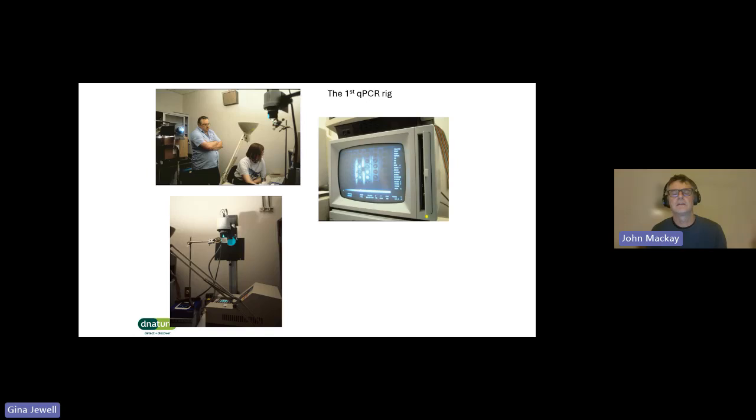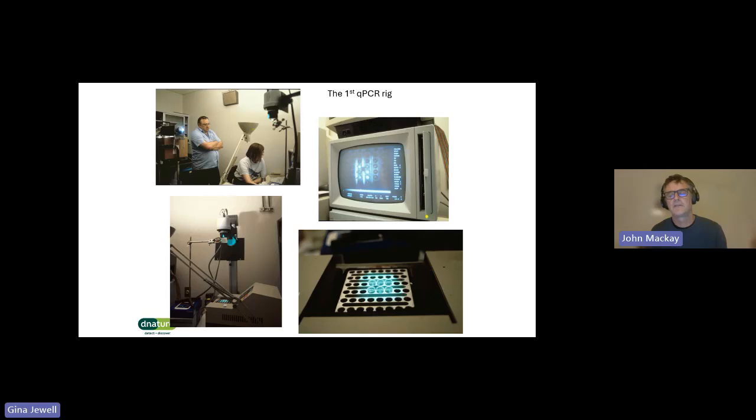Russell devised a way to follow the PCR fluorescently. And what it meant, next slide, was that as the PCR was copying the DNA, it would generate fluorescence. So this is in the very early 1990s, using this ancient computer to monitor, to see the fluorescence accumulating. Next slide.